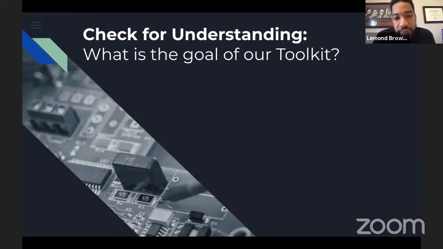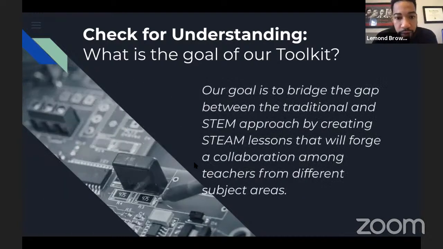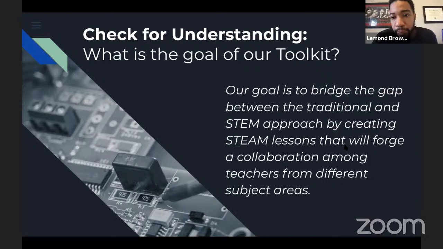Based upon what you just saw and what Gabrielle was explaining was the problem that we saw in working with one of our team members who is a teacher in Washington, D.C. We asked the question, what is the goal of our toolkit? Now, as you can see, the goal of our toolkit is to bridge the gap between the traditional and STEM approach by creating STEAM lessons that will forge a collaboration among teachers from different subject areas.